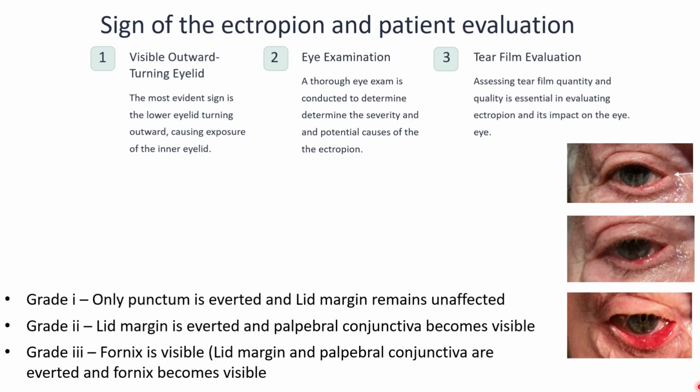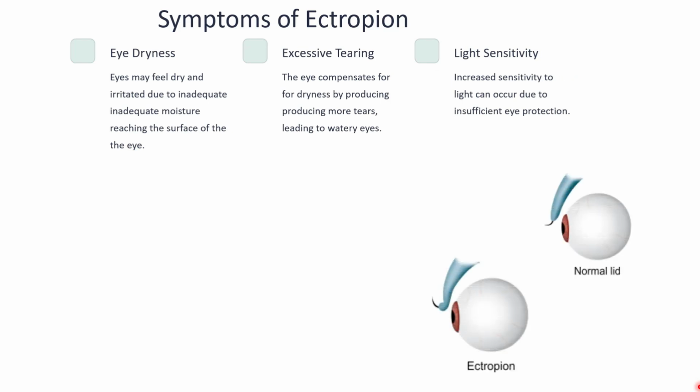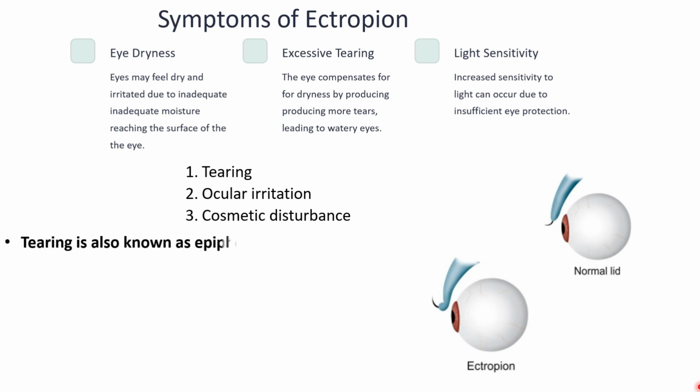Now, let's know the symptoms of ectropion. So friends, we can categorize the symptoms in 3 groups. 1. Tearing. 2. Ocular irritation. 3. Cosmetic disturbance. Let's know each symptom one by one. So friends, tearing is also known as epiphora.